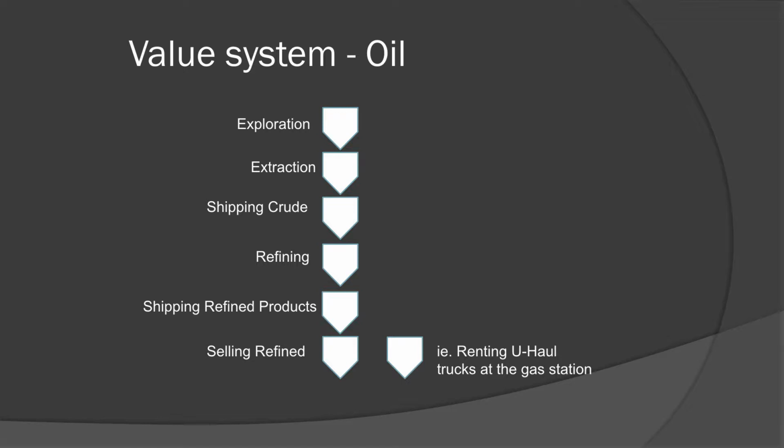And so we have companies that focus just on exploration. And we have companies that focus just on extraction. But we also have companies such as Exxon that do it all. Exploration, extraction, shipping, refining, shipping, wholesale. Well, they probably skip out the wholesale because they don't need to have it. Straight to retail. So that would be, of course, vertical integration.